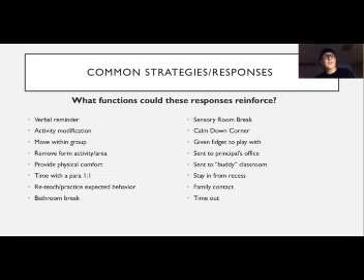Okay, what if I'm giving them a modification to an activity? So maybe all the other students have to run 5 laps, but maybe this student has some gross motor challenges and I say they only need to do 1. What kind of function could that be? Escape? Yeah, that would be escape.